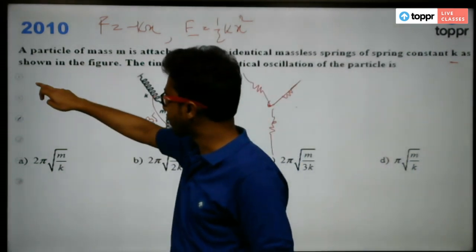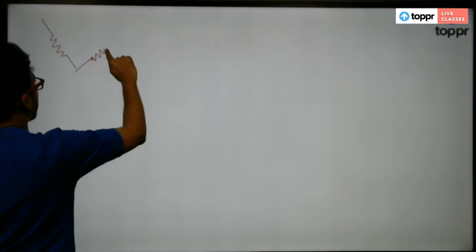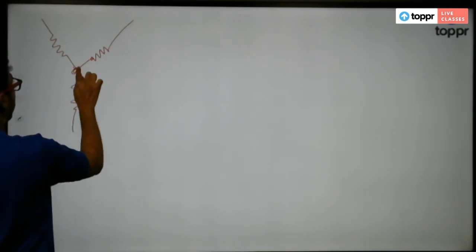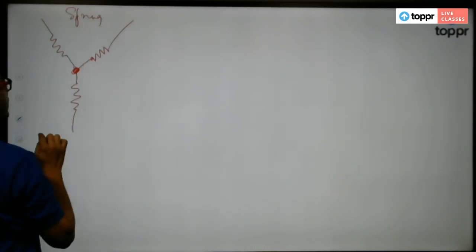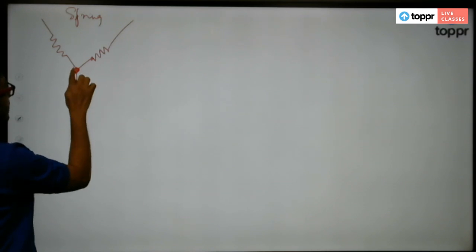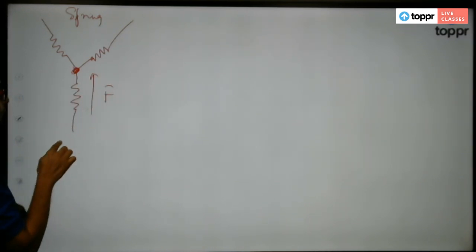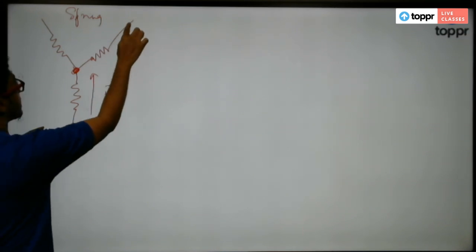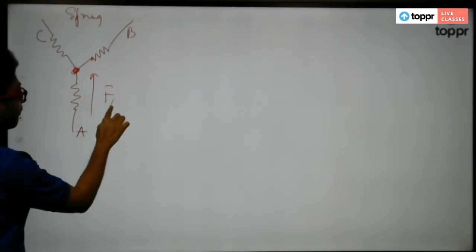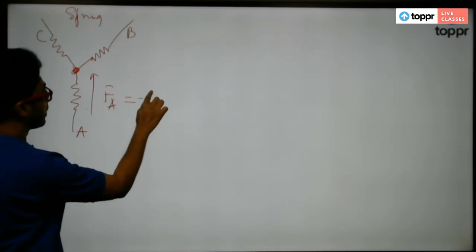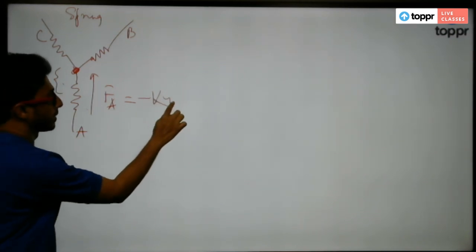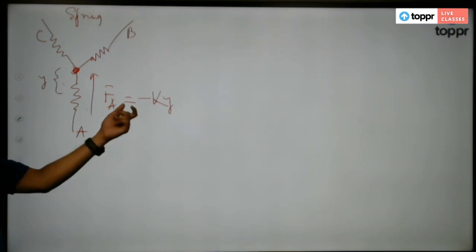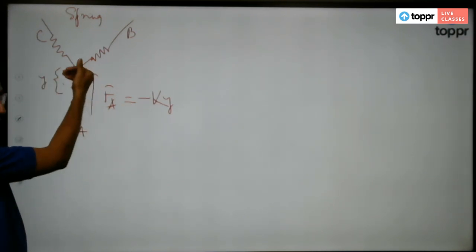Let us do it in a separate page. Don't think they are resistances. We're talking about springs only, right? Now see, this particle, for this force, say this is A, this is B, this is C. So FA will be nothing but, say the displacement is y, minus ky. Okay, minus means the restoring force. Fine, it is a restoring force.